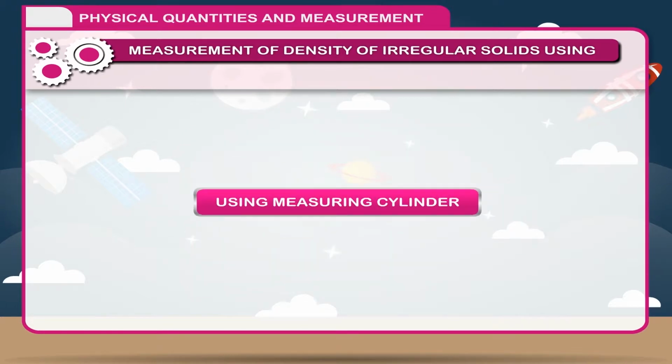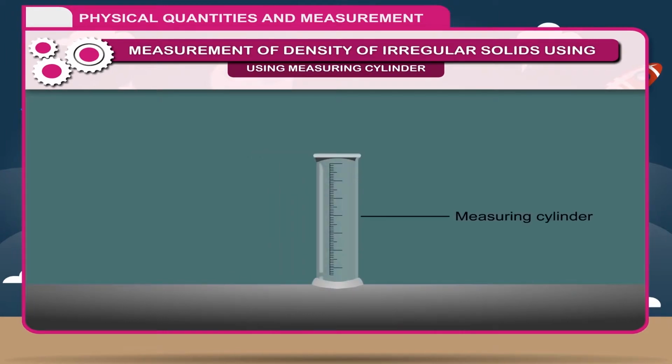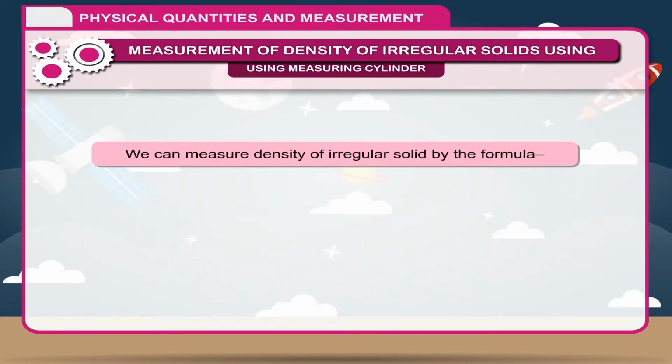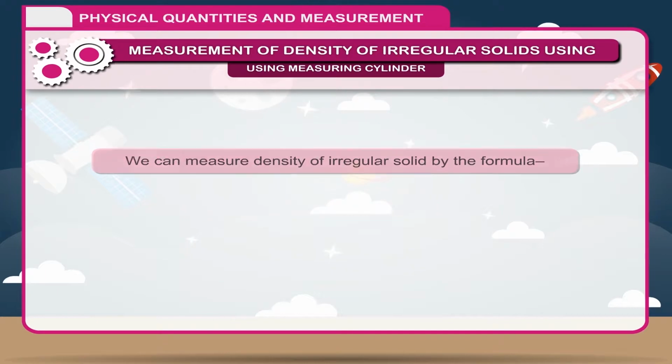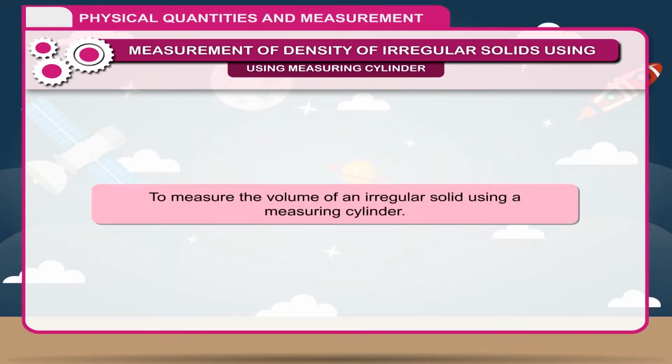Using a measuring cylinder. Again, by measuring mass using a beam balance and volume using a measuring cylinder, we can measure the density of the irregular solid by the formula density is equal to mass divided by volume. Activity: to measure the volume of an irregular solid using a measuring cylinder.